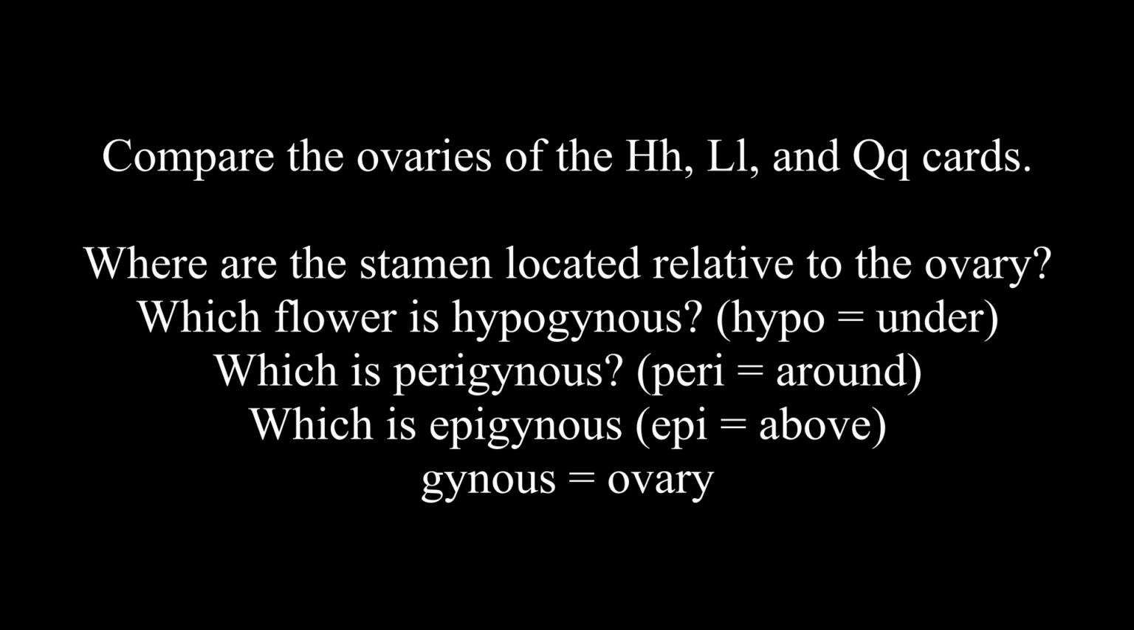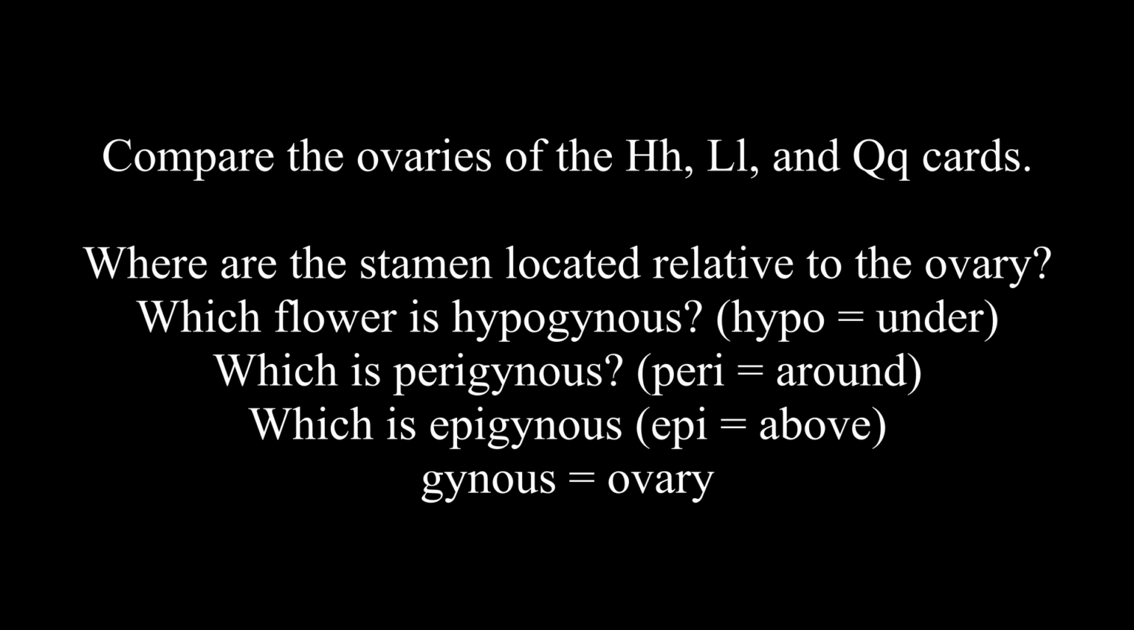Rose has one very compound pistil. Look at how many styles come up from the one fused ovary. So you can look at that on your cards as well. I didn't get that one out yet for us. Compare the ovaries of the H, L, and Q cards.